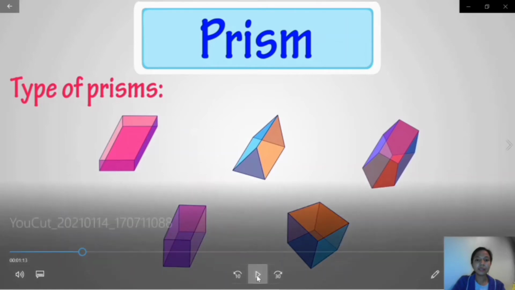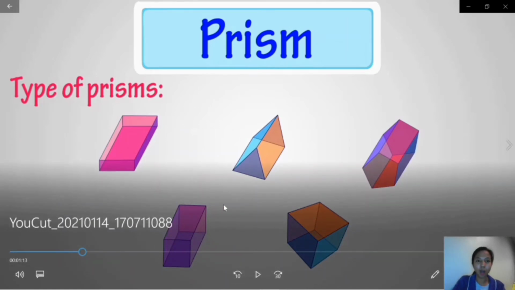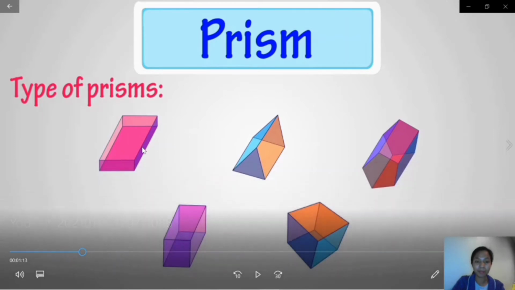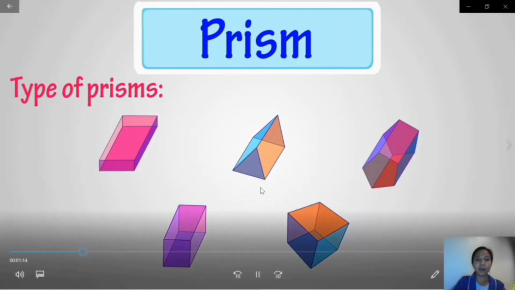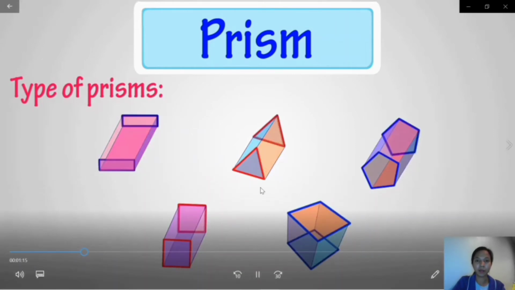So these are the types of the prism that we are going to discuss. Again, the top and the bottom have the same size and shape, and then the rest of the parts of the prism are rectangles in shape. Those are the examples of the prism.